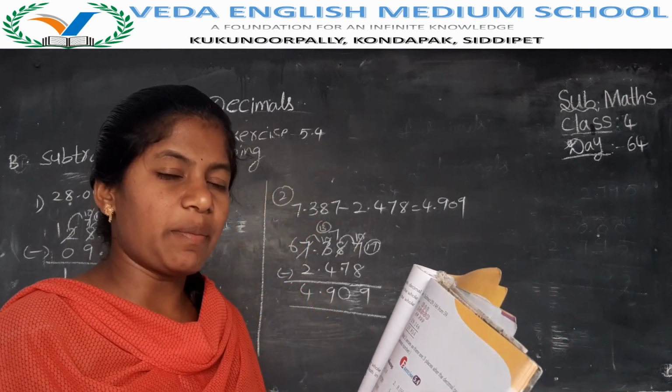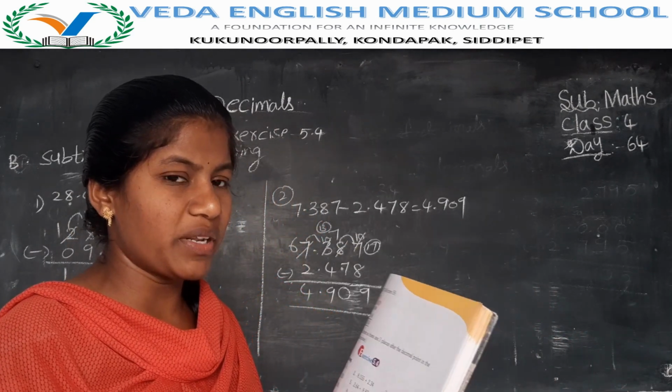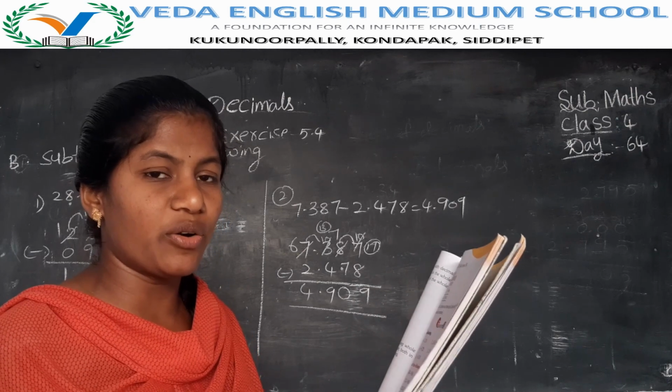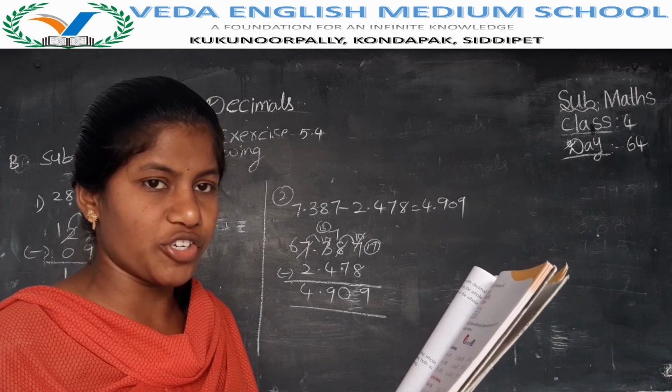In subtraction, you have to remember that the greater number is always written on top, and the smaller number you have to write below the greater number, and then find the solution.